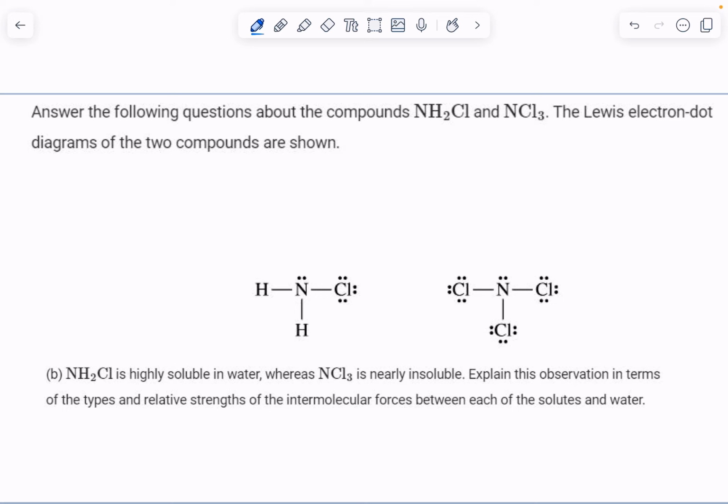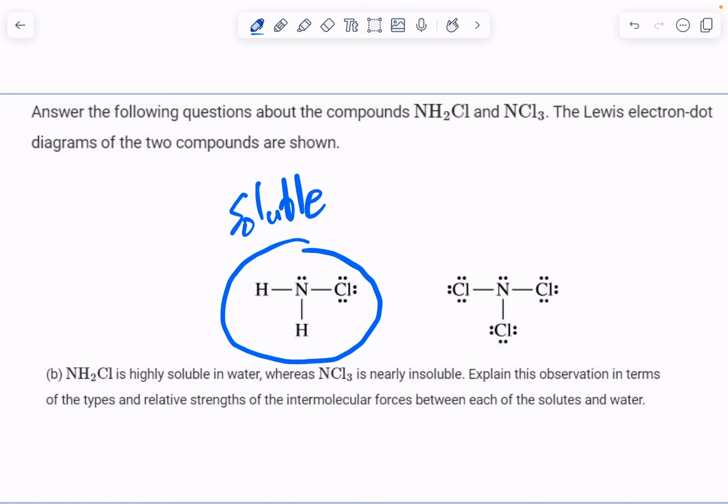Okay, so the reason why NH2Cl is soluble in water is they have similar intermolecular forces and strengths. Okay, they both can do hydrogen bonding. Remember, hydrogen bonding is based on having a hydrogen bonded to either an oxygen, fluorine, or nitrogen. Also, something that's important is this lone pair that exists right here. It is required also to do hydrogen bonding.